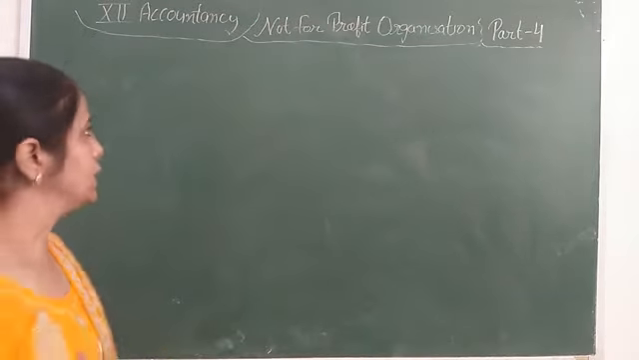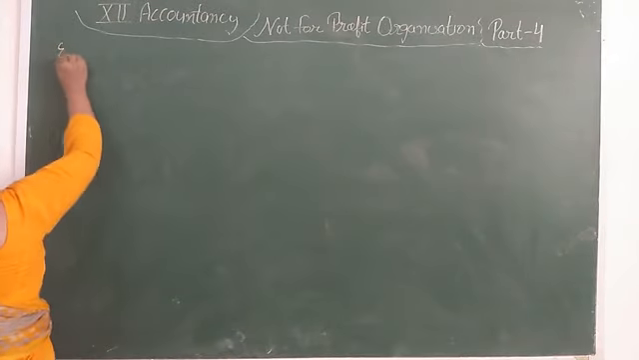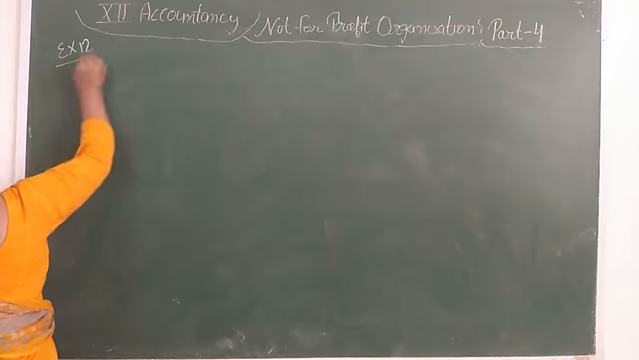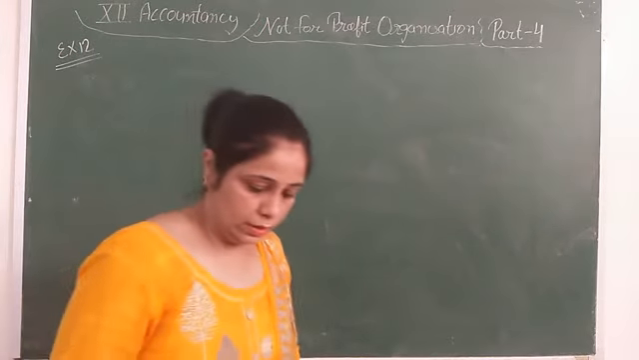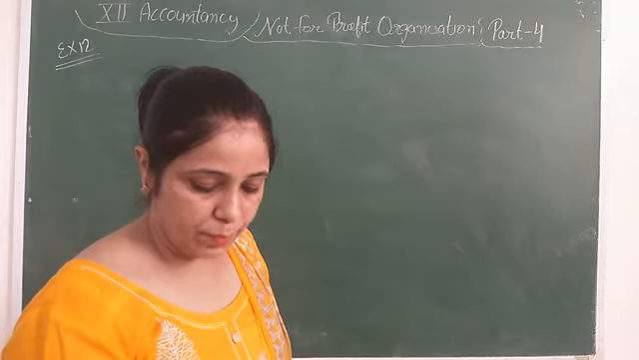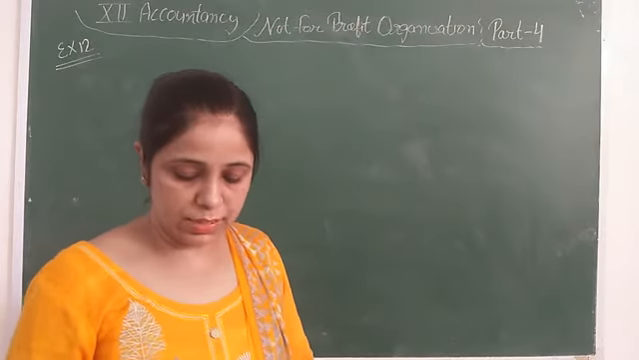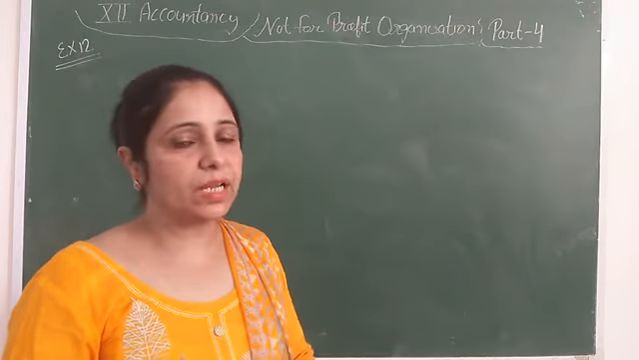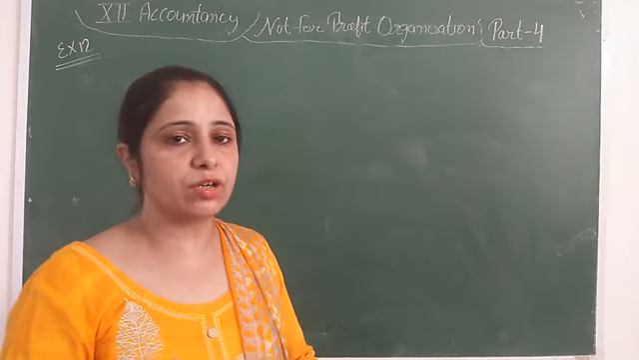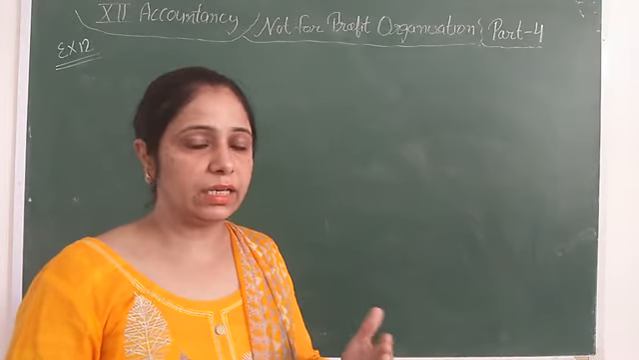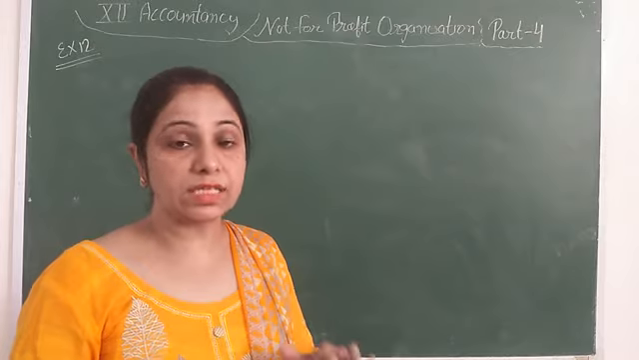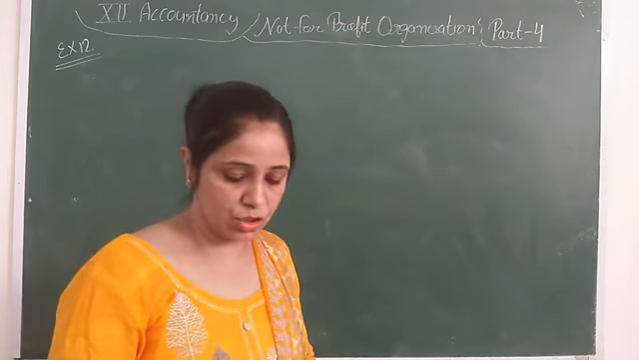Example 12 in your book. What is given to you? An extract of the receipt and payment account is given to you. In the receipt and payment account, we will show the subscription of 3 years: previous year, current year and next year, that we have received.